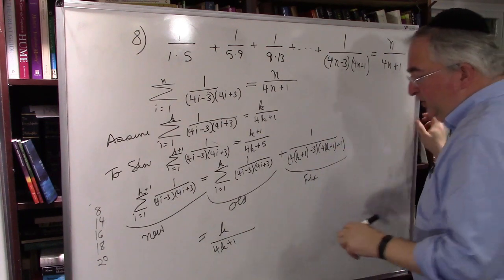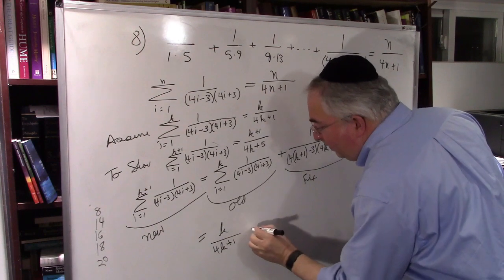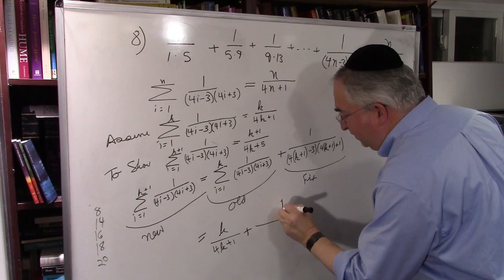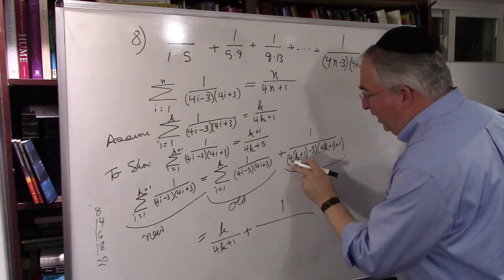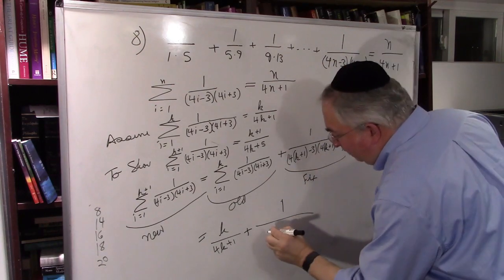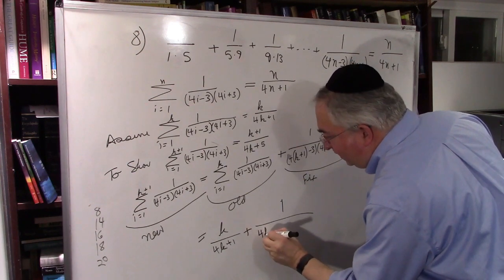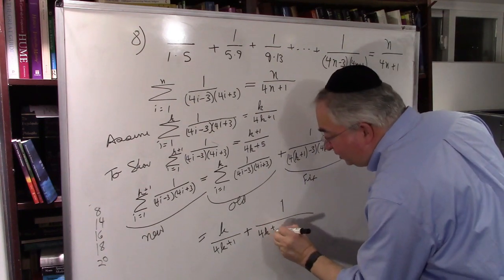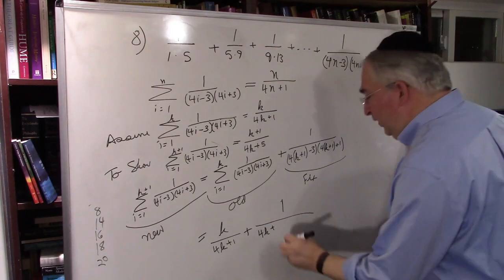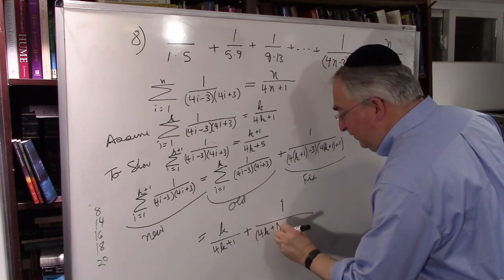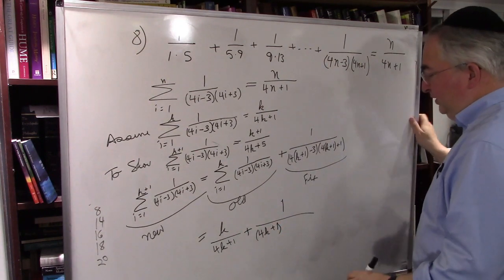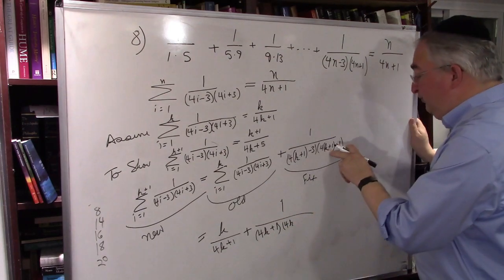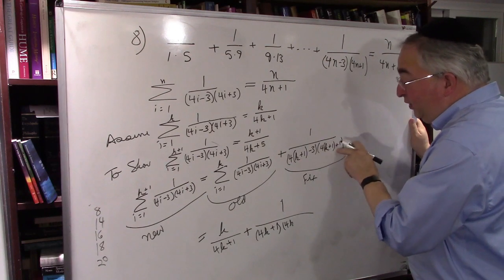Now we do the fix. Okay, good. Plus, I'm going to just make that presentable. It's going to be a 1 on top, and it's going to be 4k plus 4 minus 3, which is 4k plus 1. Okay, that's good. What's this going to be? This is going to be 4k plus 4 plus 1, which is 4k plus 5.